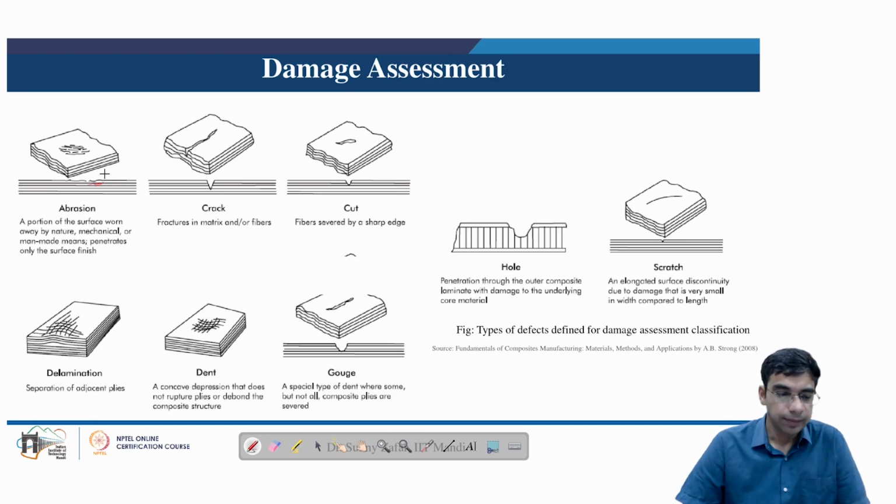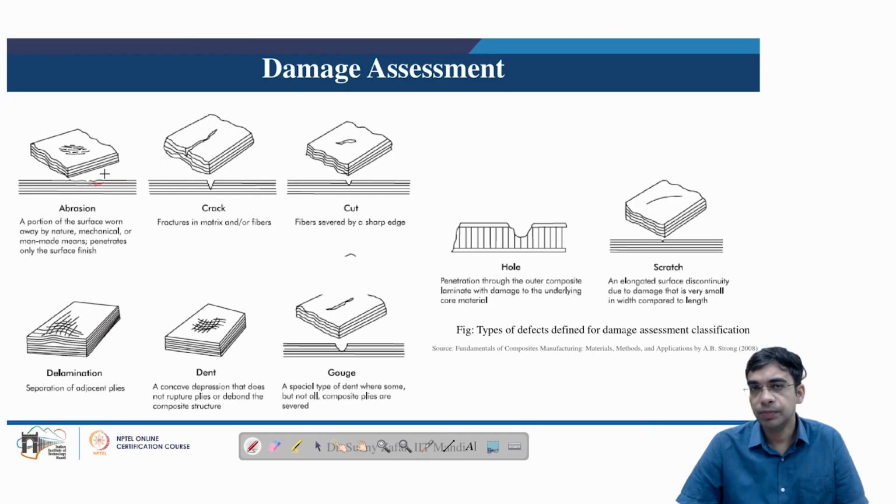Next is cracking, in which fracture of the matrix or fiber can occur, and this can be deeper compared to the abrasion type of damage. In cut damage, the fibers may be severed by a sharp edge, and this can also be deeper than the abrasion type of damage.